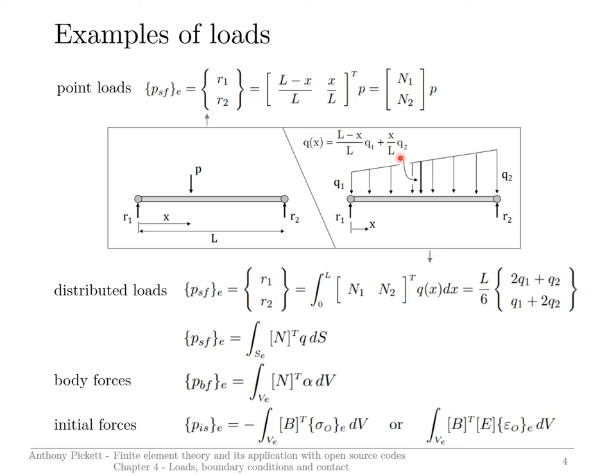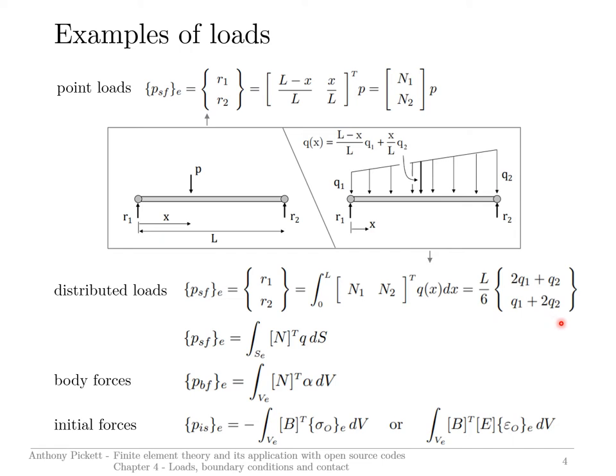If we now want to work out these reaction forces, we have to use this expression and integrate it over the complete length. So that's given by this expression here. And my Q(x) is varying along the length of the beam. If you multiply that out and integrate with respect to x over the length of the 1D element, you'll end up with these relationships here.